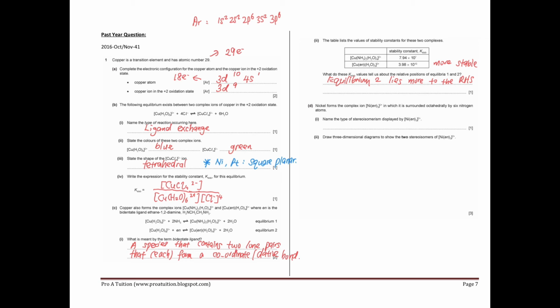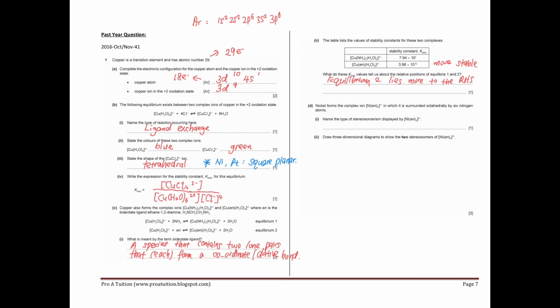And part D, nickel forms the complex ion [Ni(en)3]2+, in which it is surrounded octahedrally by 6 nitrogen atoms. Name the type of stereoisomerism displayed by [Ni(en)3]2+. So what happened here is it is like this. Maybe I draw out first, as they ask you to draw. So after I draw out, then you can imagine why the answer is that particular answer. So I draw first.